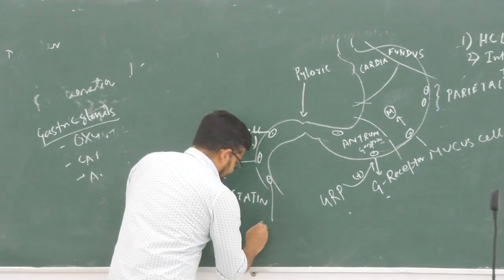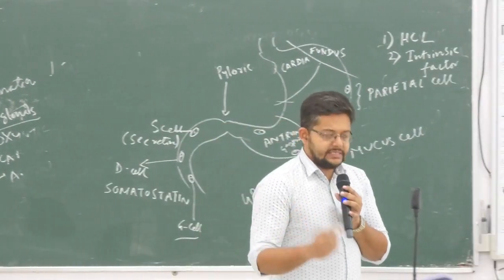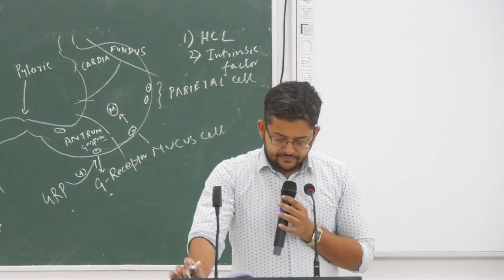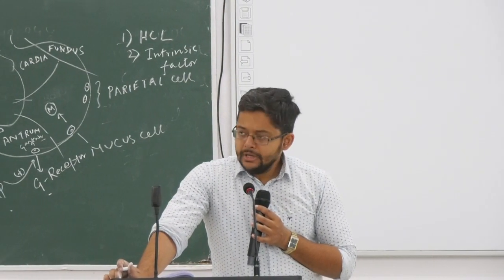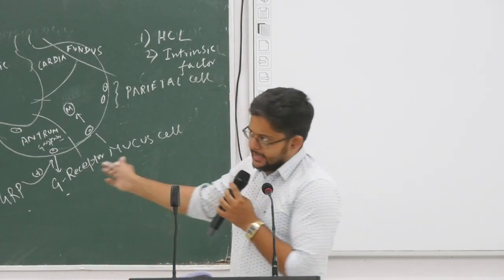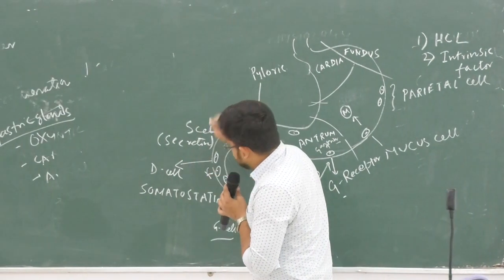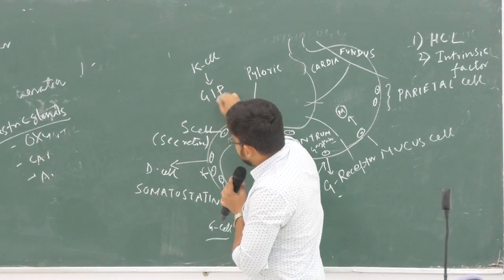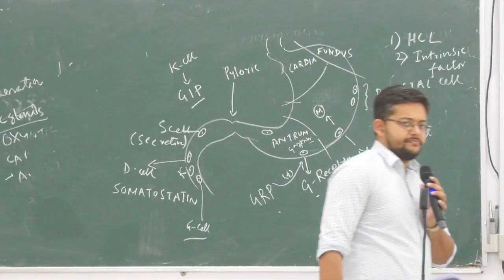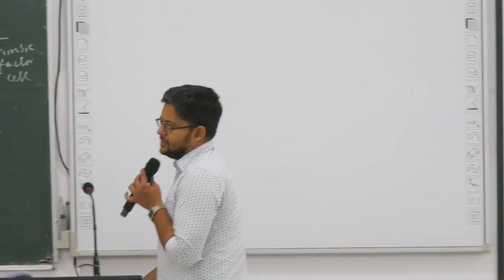There is again the duodenal G cell, which secretes gastrin. And one more cell I am adding here: there is the K cell, and the K cell secretes gastric inhibitory peptide, GIP.